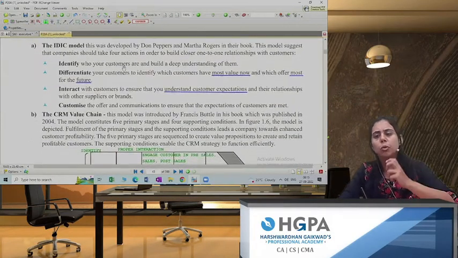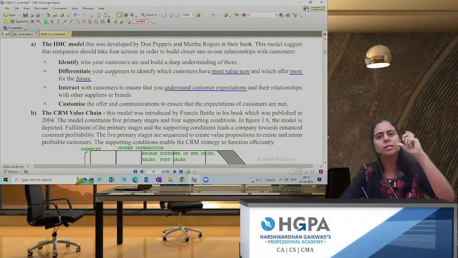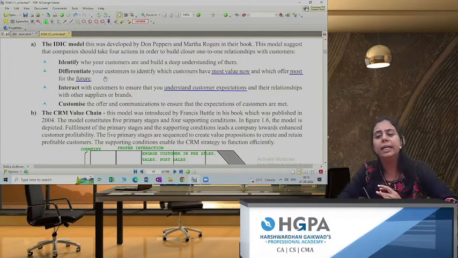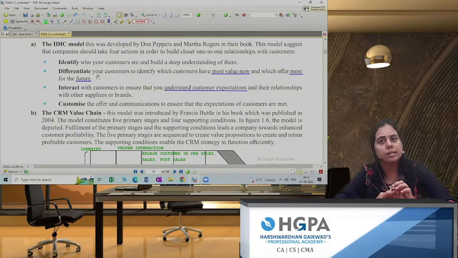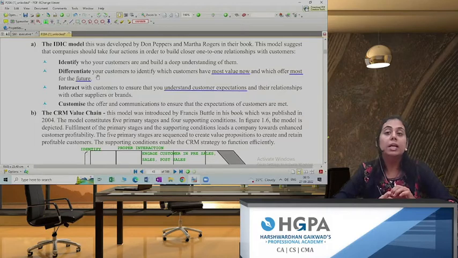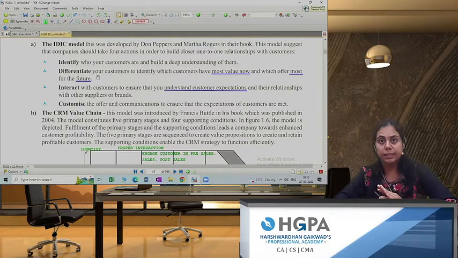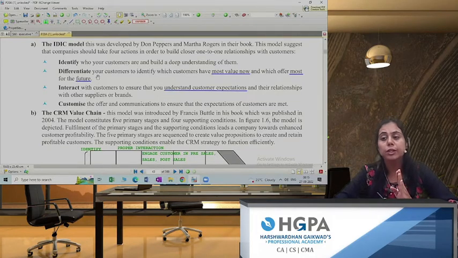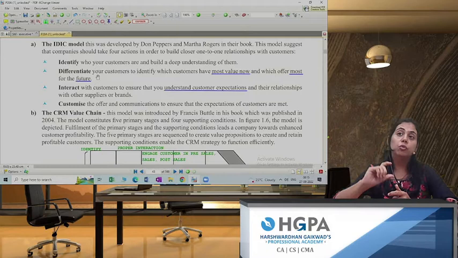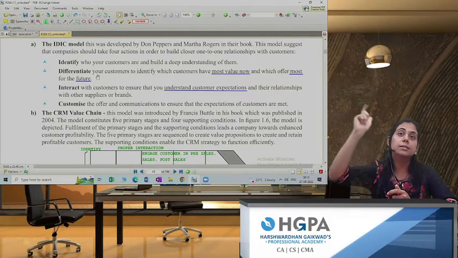The first model is the IDIC model. Every model is just one paragraph. IDIC: I is identify, D is differentiate, I is interact and C is customize. Identify means identify a customer and then you are supposed to have a deep understanding of them. Differentiate means what form of value each customer needs. Each customer will have a different requirement. So we need to identify which customer will give us the highest amount of value.